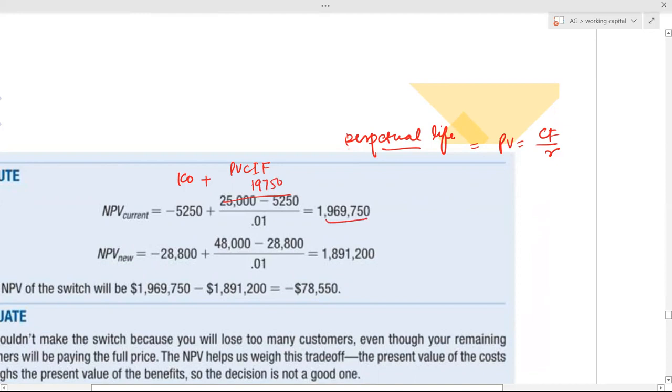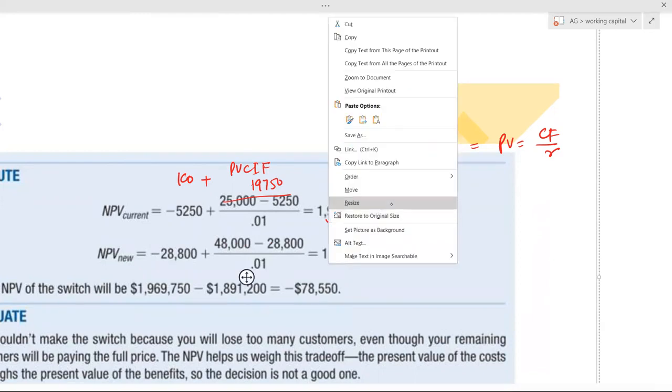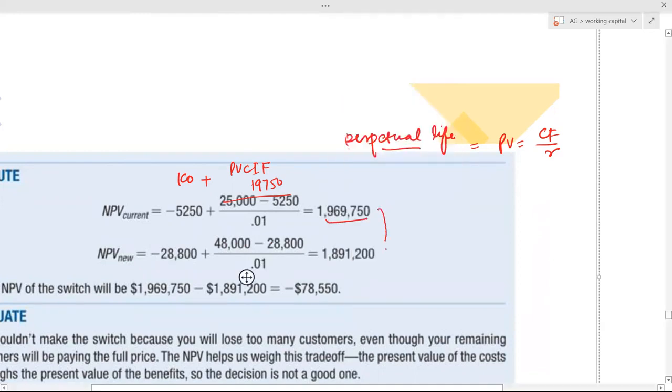Similarly, you can also do it for the new policy. The answer is lower than your existing policy. So what is the decision? The decision is not to follow this policy, because your net present value is higher in your existing policy compared to the new policy. So you will make a loss of this much if you adopt the new policy.